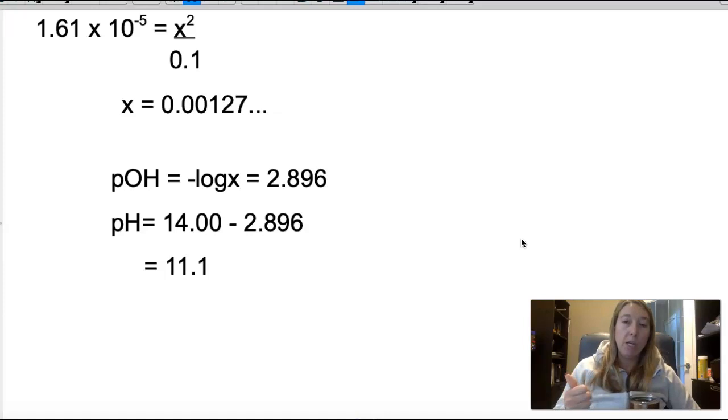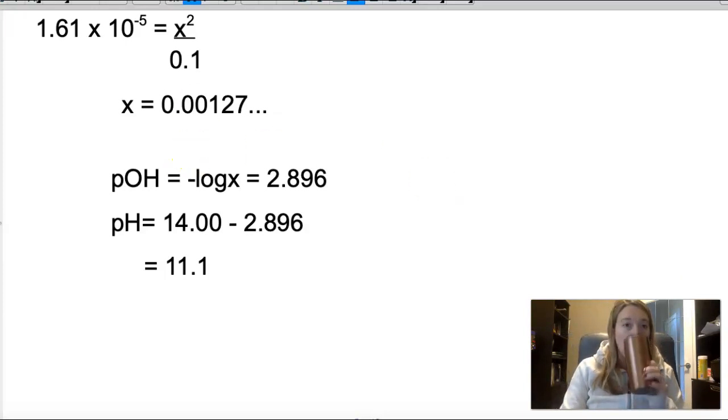You need to write your dissociation equation, set up your ICE chart with whichever of the ions is the base. You're going to have to calculate Kb using Kw equals Ka times Kb. Do your approx check, then set up your Kb expression, plug your numbers into it, solve for x. Once you have x, you can go ahead and solve for the pOH and then figure out what your pH is going to be.